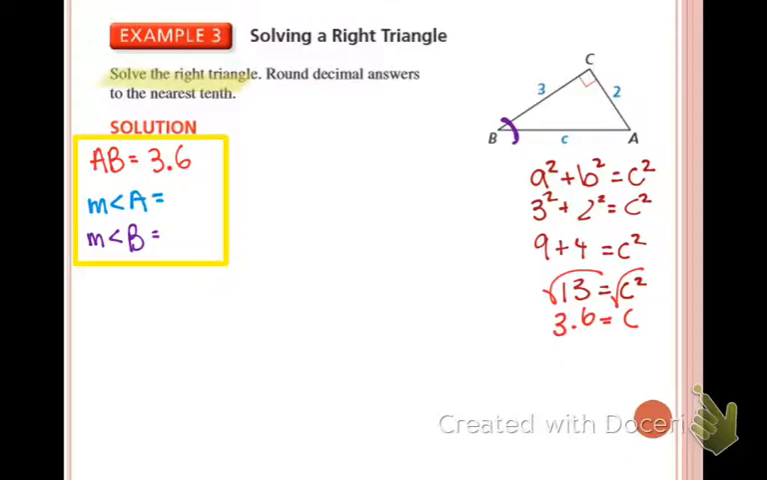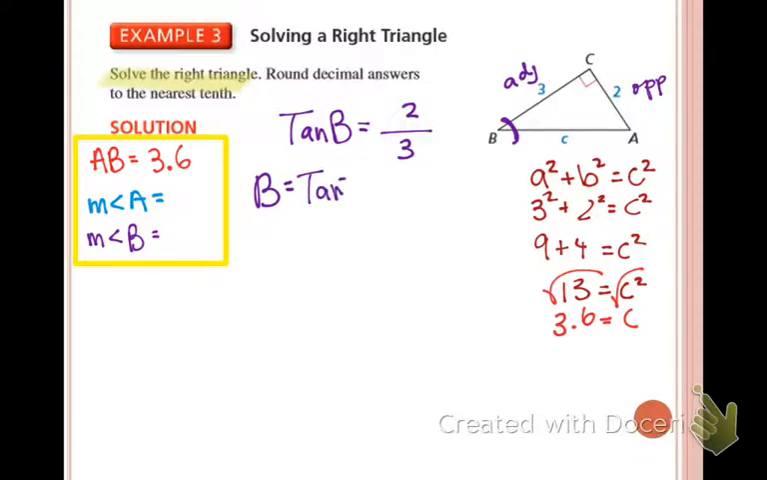you want to label the sides they gave you. So what kind of side is 2? Opposite. And then what kind of side is 3? So which trig ratio am I going to use? Tangent. From angle B, tangent equals the opposite, which is 2, over the adjacent 3. I want to get angle B by itself. I need to get rid of tangent. So what do I use to get rid of the tangent? The inverse. So you're going to hit shift tangent in your calculator, and then type in 2/3.